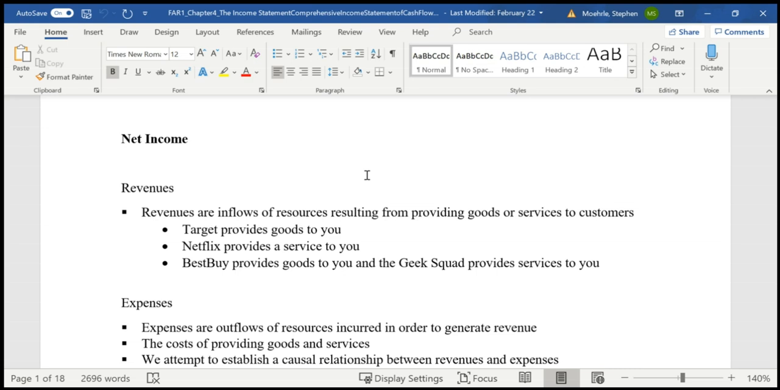Revenues are inflows of resources resulting from providing our goods or services to customers. So, for example, Target provides goods to you. Netflix provides a service to you. Best Buy provides goods to you, and then the Geek Squad provides services to you. Those are revenue generating activities for those companies.